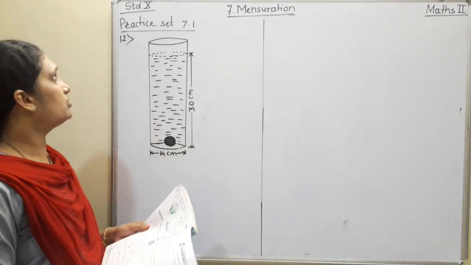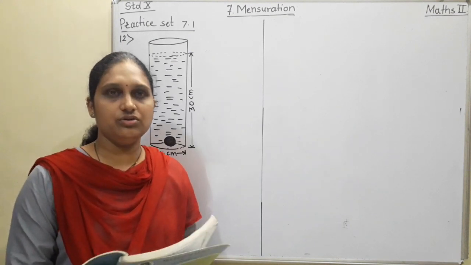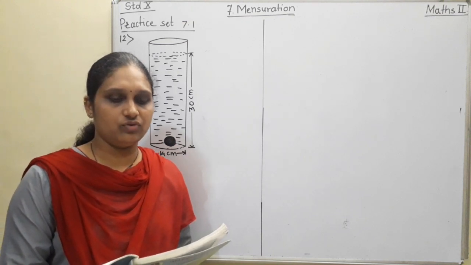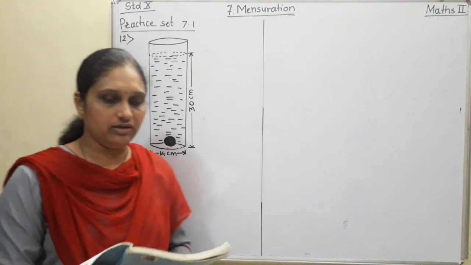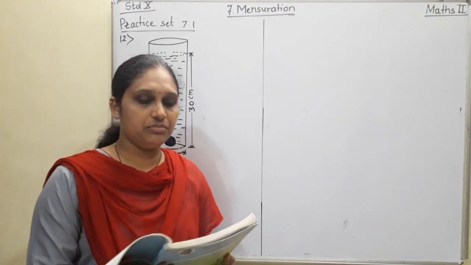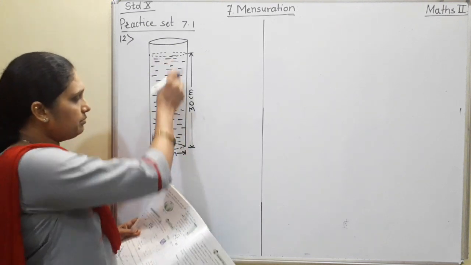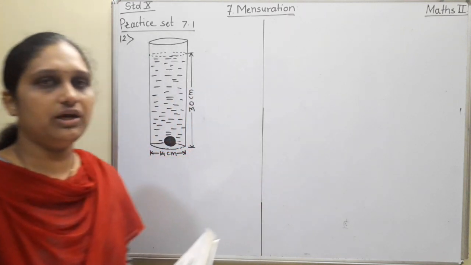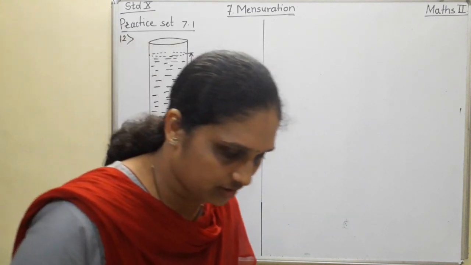Now we'll see question number 12. Now see students, pay attention in your textbook. As shown in the figure, a cylindrical glass contains water. So here in this cylindrical glass, water is filled. A metal sphere of diameter 2 centimeter is immersed in it. So this is a metallic sphere which is immersed in the water. Find the volume of the water. Now how to find the volume of the water?